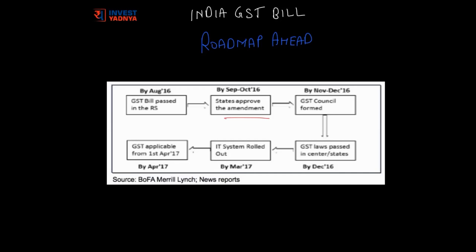After that, the GST council will be formed, which will basically draft all the GST laws as well as the tax structure, and then it will send this for recommendation for both union and state governments. After that, the GST network, that is the IT systems, will get rolled out by March 2017, and then in all likelihood by 1st April 2017 GST will be applicable for India.